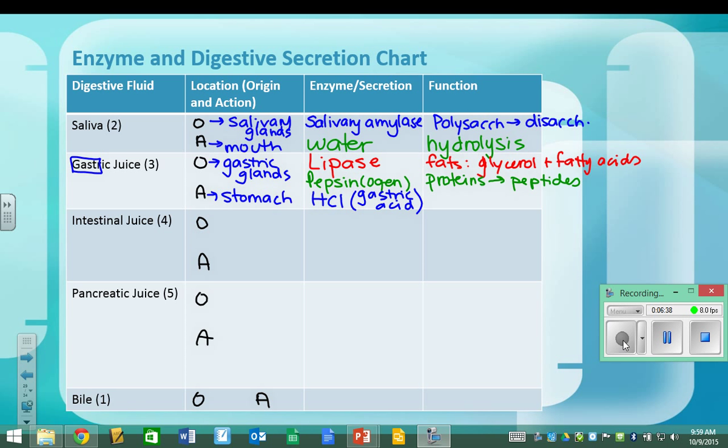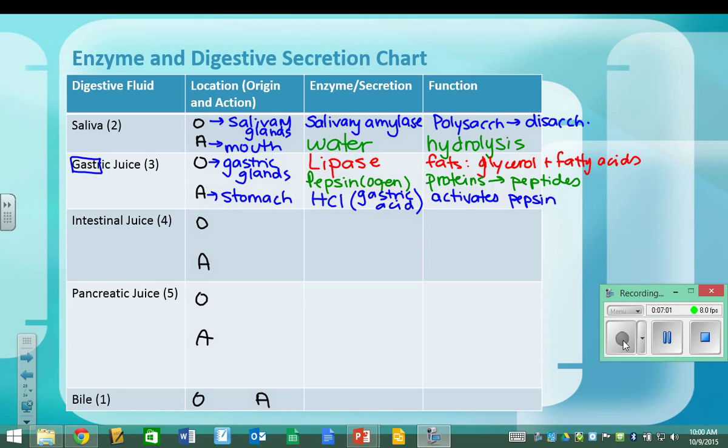Now that is not an enzyme, just like water is not an enzyme, but I'm putting it here because without this, pepsin doesn't work. So its job is that it activates pepsin. So we have our saliva, we have our gastric juice.